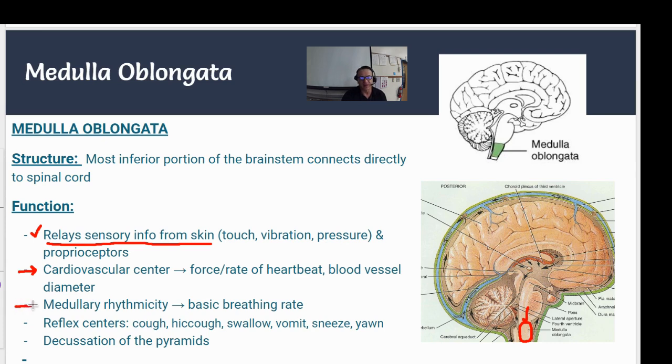The breathing center, the medullary rhythmicity center, is the rate of breathing. So remember, the pons was the depth of inhalation, like my lungs are full. The medullary rhythmicity center is the rhythm of breathing, the breathe in, breathe out. Increase breathing rate, decrease breathing rate. So that's the medulla oblongata, and also reflexes such as coughing, hiccups, swallowing, vomiting, sneezing, yawning. I never call it a hiccough. And I'm going to go over the decussation of the pyramids on the next slide.